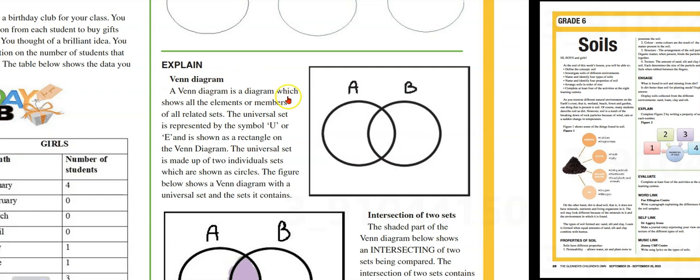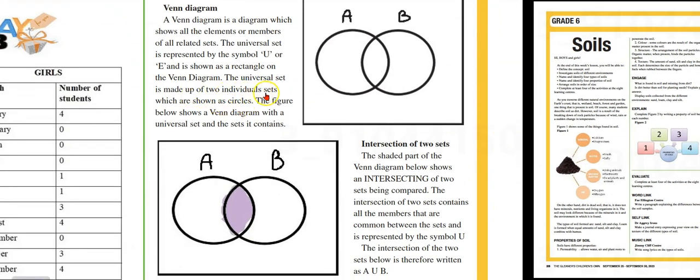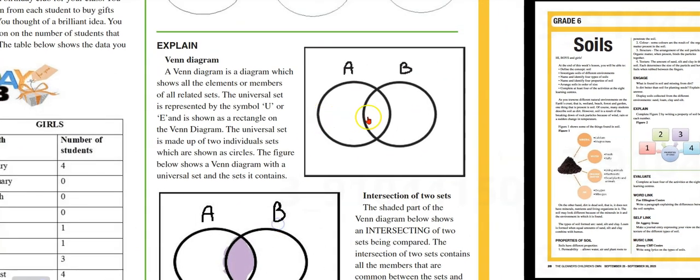A Venn diagram is a diagram which shows all the elements or members of all related sets. The universal set is represented by the symbol that looks like a U, or E, and is shown as a rectangle on the Venn diagram. The universal set is made up of two individual sets, which are shown as circles, as in this case. The figures below show a Venn diagram with the universal set and the sets it contains. So here we have A and B, okay?